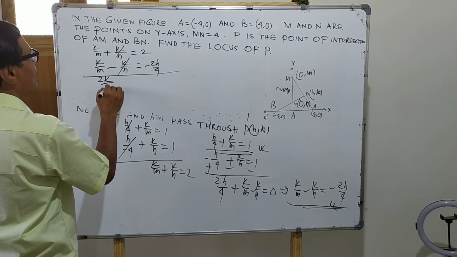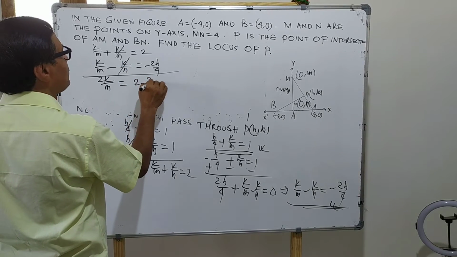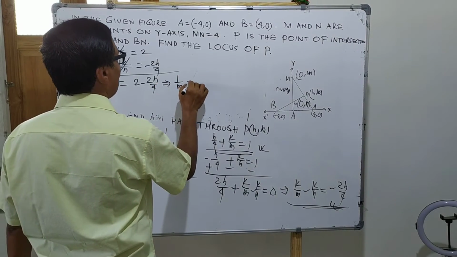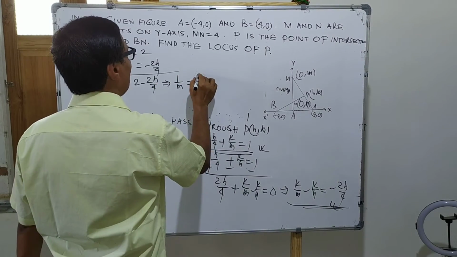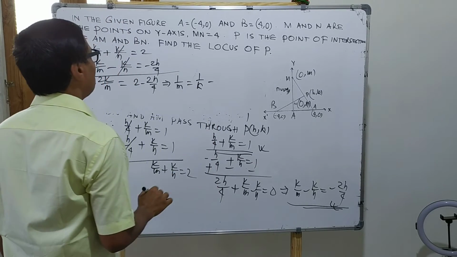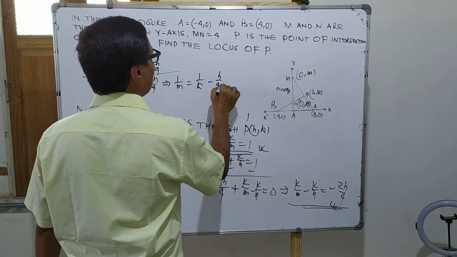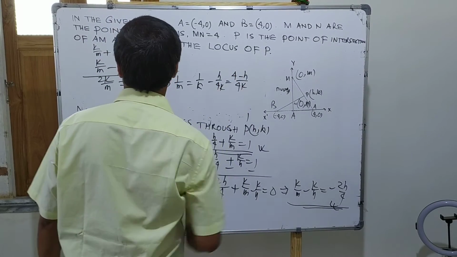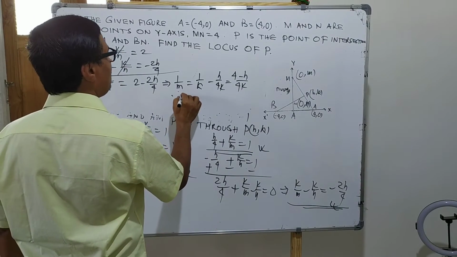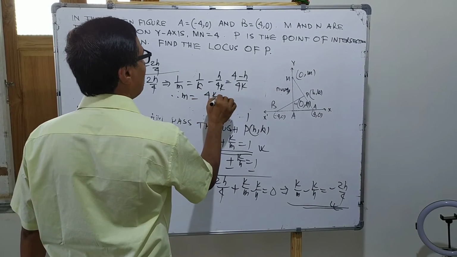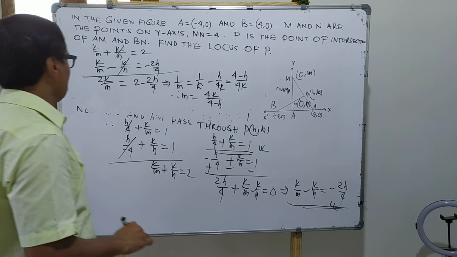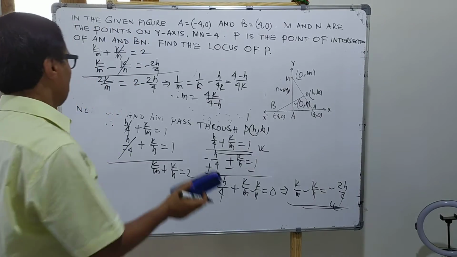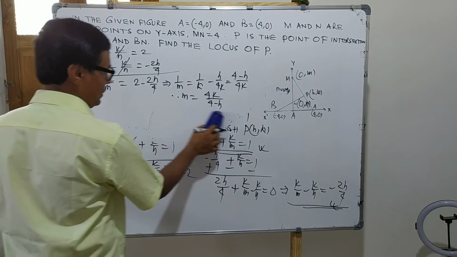2k over m equal to 2 minus 2h over 4. This implies 1 by m equal to 1 by k minus h over 4k, which is equal to 4 minus h over 4k. So m equal to 4k over 4 minus h. So we have got the value of m. Similarly, we can get the value of n by solving these two simultaneous equations.